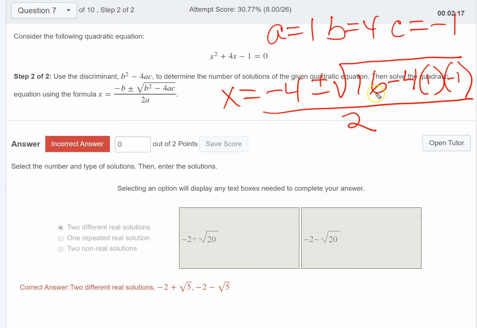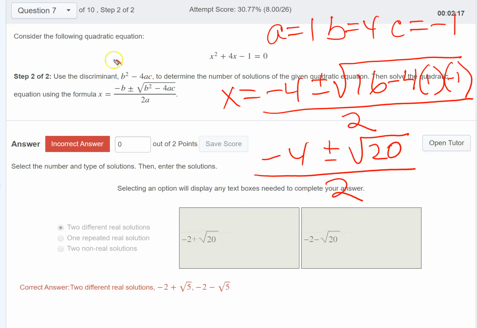Now, 16 and then -4 times -1 over here makes it a +4. So under our radical sign, we get the square root of 20, all over 2. Now, they're asking for our discriminant here. So since it's greater than 0, we're going to get 2 real solutions. And notice that 20 needs to be simplified.